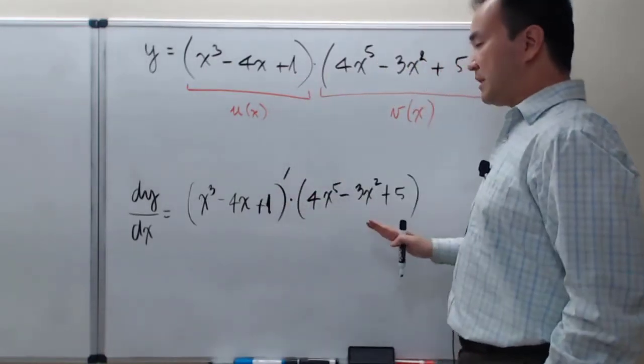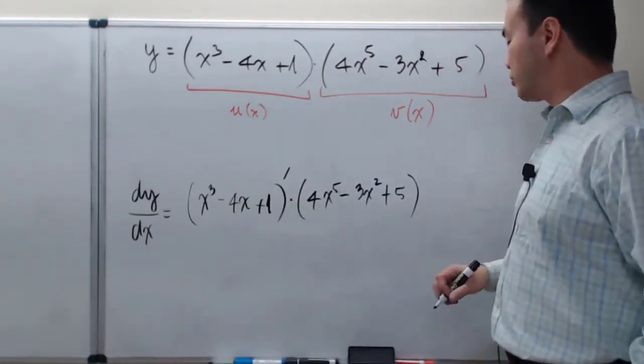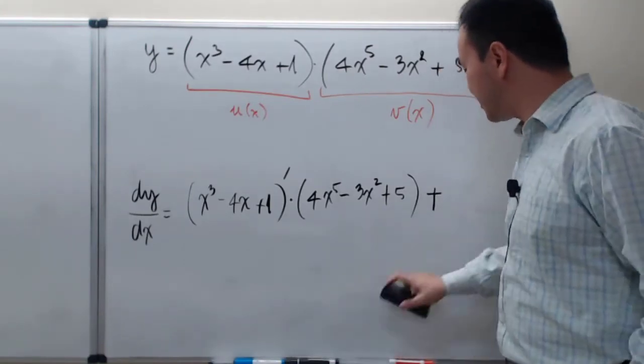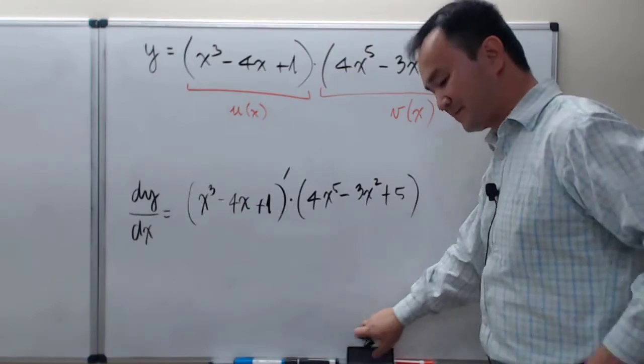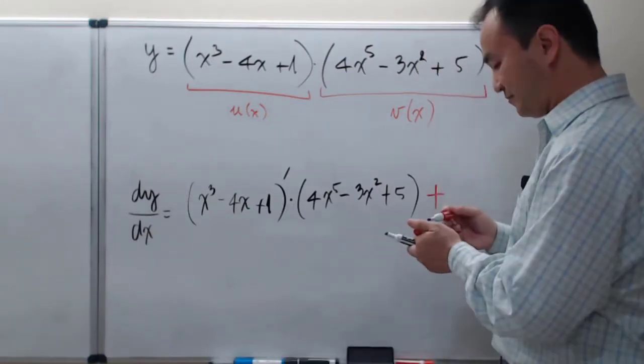But this is actually only halfway through our product rule. The product rule says we now need to add. So these are a couple of special elements right here. Okay, so now I'm going to need to add.